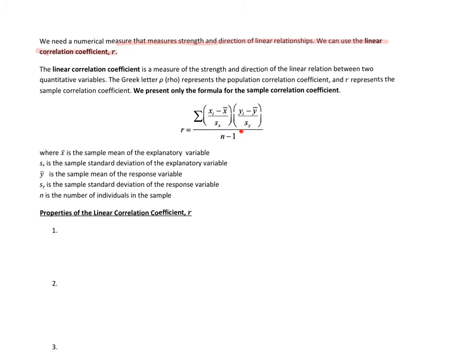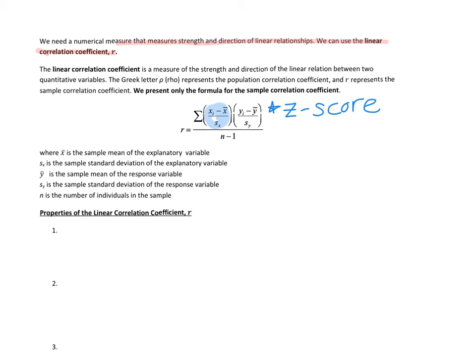But really what this is, if you recall from your previous sections, this is an observation minus the mean divided by the standard deviation. Does that sound familiar? That's a z-score. So we're looking at the product of the z-scores of each observation, or the corresponding explanatory and response variable, and then we take the product.